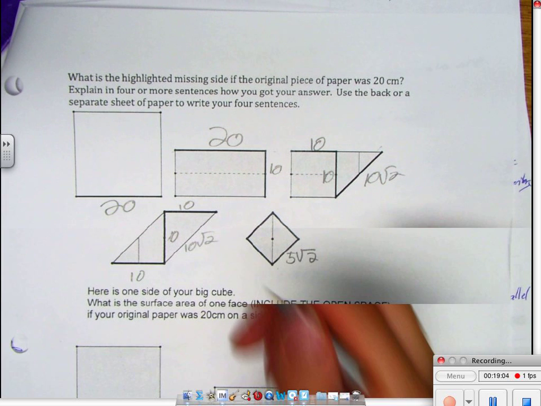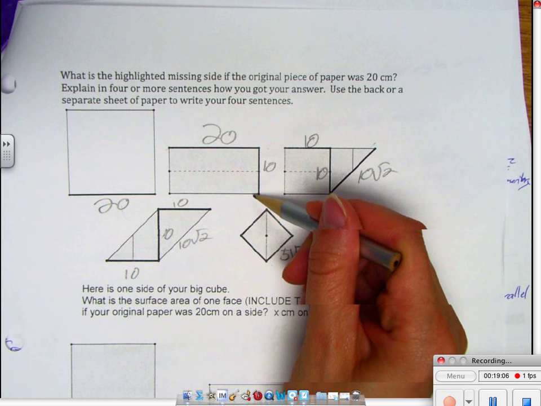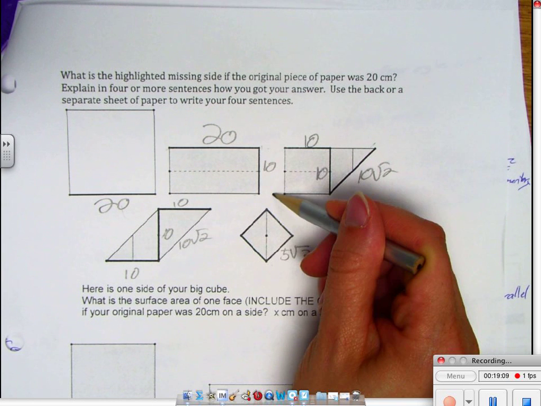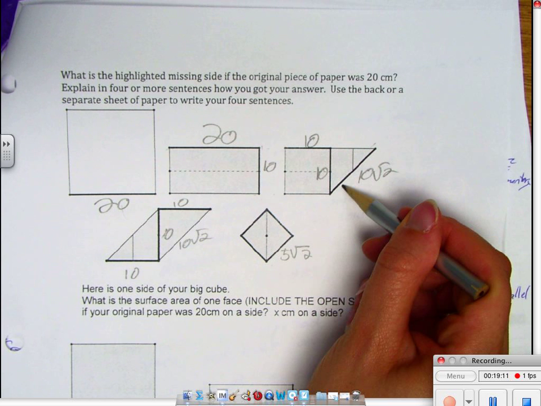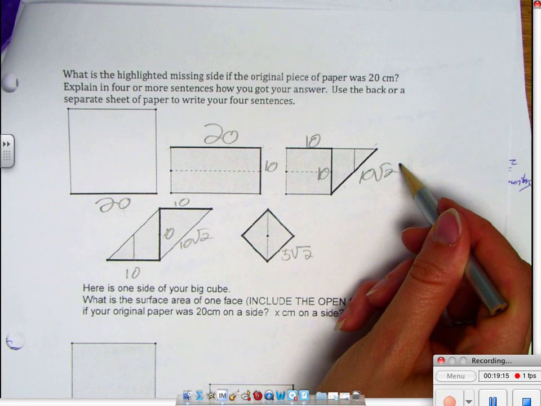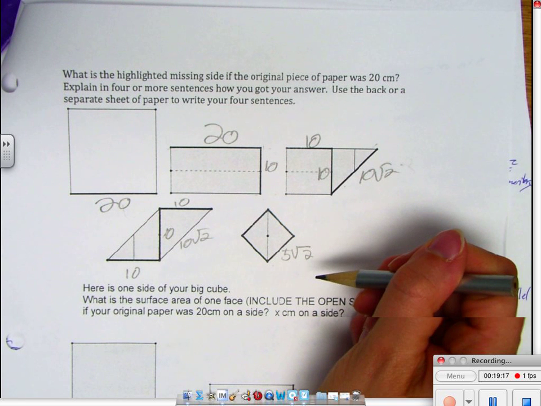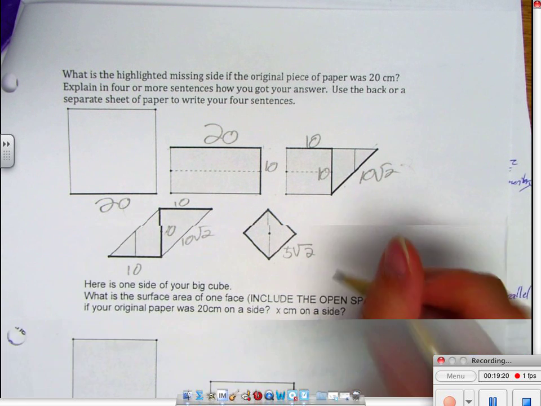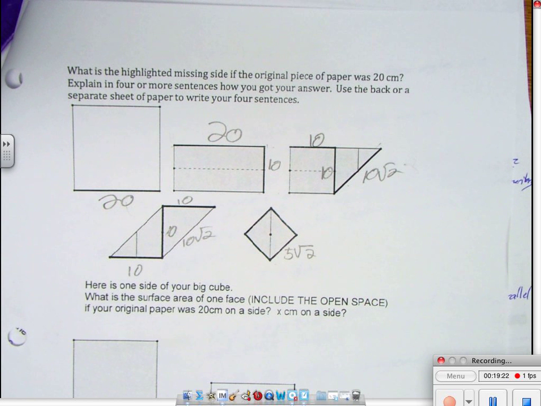Okay. So I might say I started off with 20. Then when I fold it in half, I know half of 20 is 10. Now when I fold up to make the triangle, I know that it's a 45, 45, 90 triangle, so I know this length is 10 square root 2. And then I fold 10 square root 2 in half, and I know half of 10 square root 2 is 5 square root 2. That's 4 sentences at least right there. Does that make sense? Okay, let's do the other one.